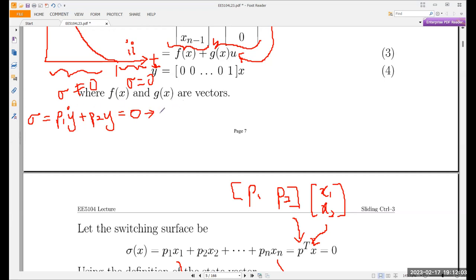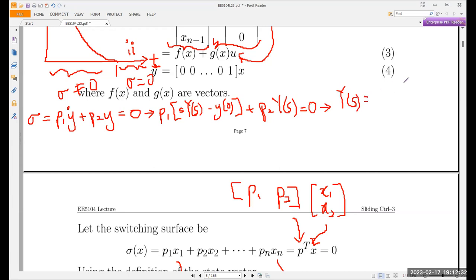So this one, I take Laplace, I get P1, Laplace of this is s, then this one is equal to zero. If I rewrite, I should get Y(s) is equal to P1 y0 over P1 s plus P2. And this one, you go and look at the inverse Laplace table, it will give you y(t) is equal to y0 e to the power of minus P2 over P1 t.